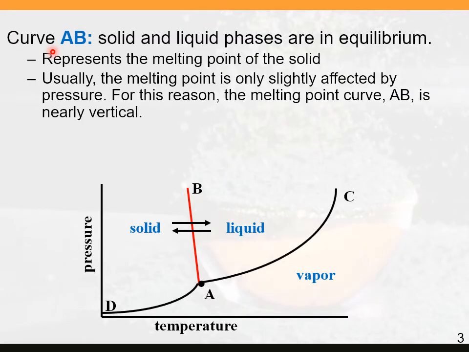Let's focus on the phase boundaries, starting with the solid liquid line, line AB. On this line, the solid and liquid phases are in equilibrium, which corresponds to the melting point of the solid at various pressures. Crossing the line results in either melting or freezing in the opposite direction.